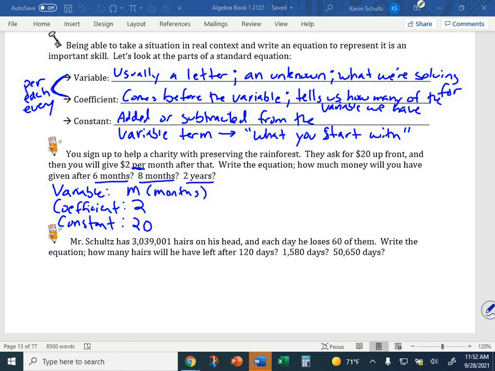So putting this all together now, how can we arrange this so that it's going to tell us how much money in total we've given to this charity? What operations are we going to be using? What order is this going to be in? How can you use these 3 things to calculate how much money you'll have given to this charity after a specified length of time?